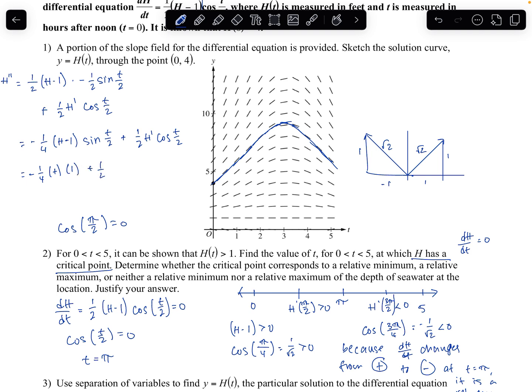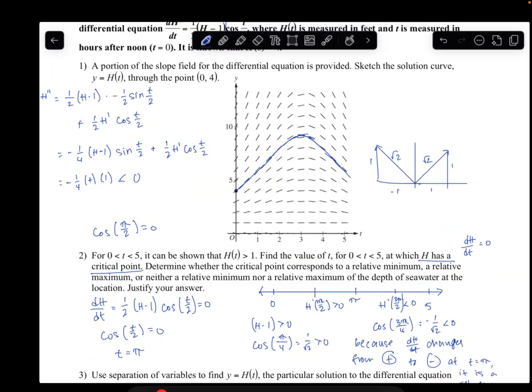Plus 1/2 times h prime at pi, which is 0. H prime is going to be 0 at pi, so that just goes away. Nice. So if that goes away, we get a negative 1/4 times a positive number. That's going to be less than 0.